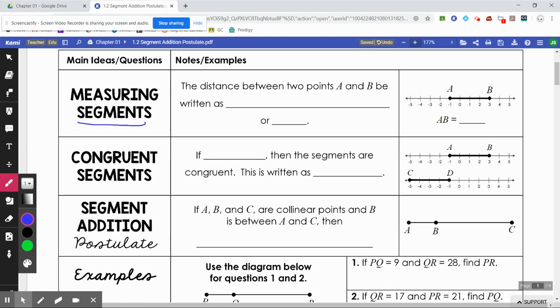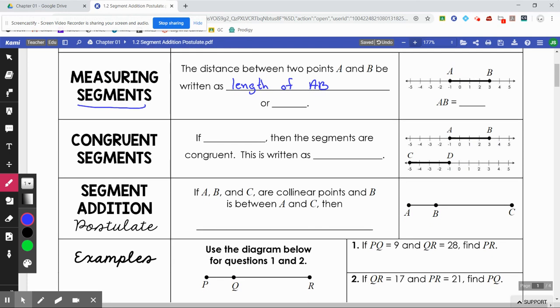Measuring segments, the distance between two points A and B can be written as the length of AB. Now, notice how I denote this with our symbols here. If you just have two letters, AB, it has no symbol above it, you just have the two letters. That is the length from A to B. That's how far it is from point A to point B. It's the length of line segment AB. And I should have put that over the top, because the length of line segment AB is just AB with nothing over it.